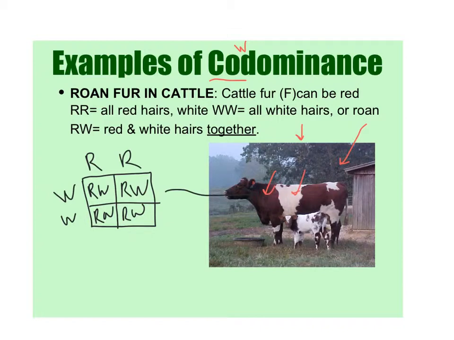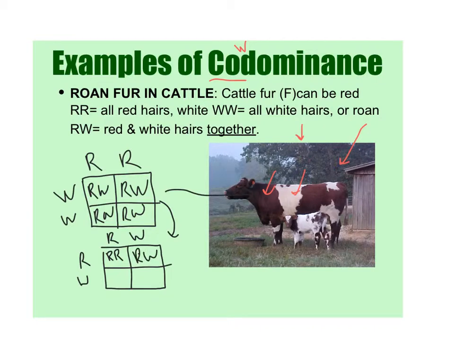Now, if I cross two of these guys, big R, big W, so an RW red and white cow crossed with another red and white cow, 1 out of 4 times you'll have a baby cow that's totally red. 2 out of 4 times you'll have the red and white cow, like this guy. And 1 out of 4 times you'll have the all-white cow. So that is codominance, where you have patches or areas that have both dominant traits, but they do not blend together. So you don't get pink cows, you get red and white.